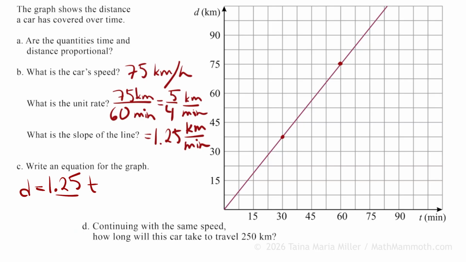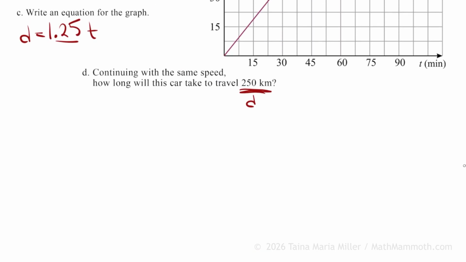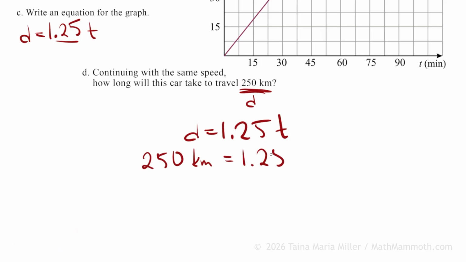Lastly, continuing with the same speed, how long will this car take to travel 250 kilometers? This is a distance, right? d, distance. So we're given the value of d, and we have an equation that relates d and t. We're asked for t. Okay, I'm going to move down. So we will use this equation and put 250 kilometers in place of d. And now divide both sides by 1.25.